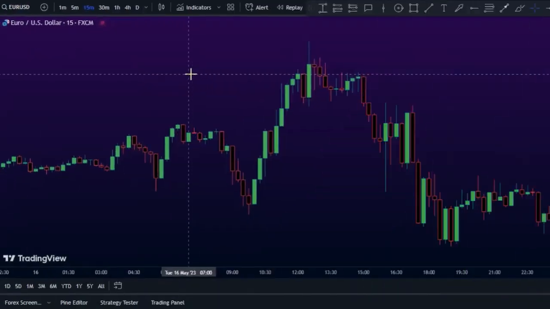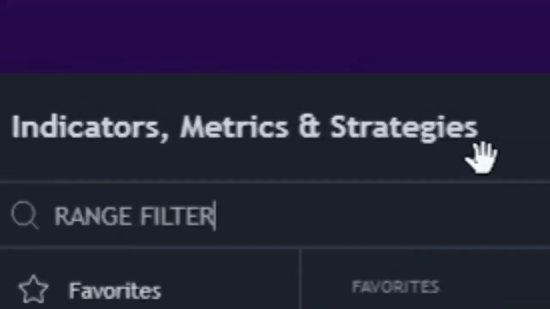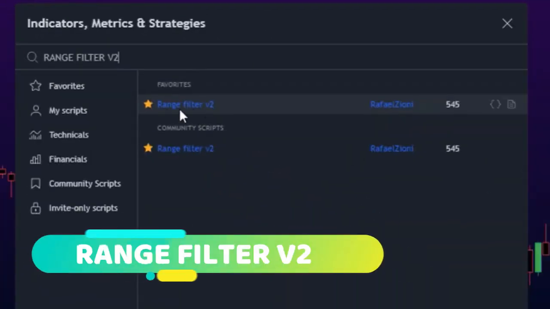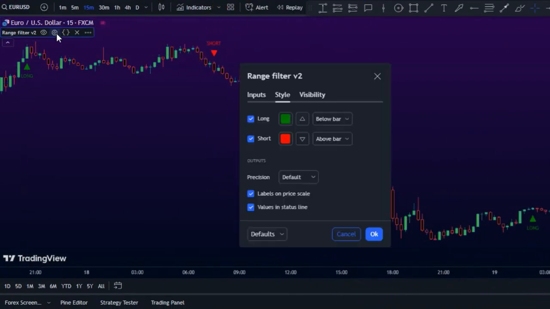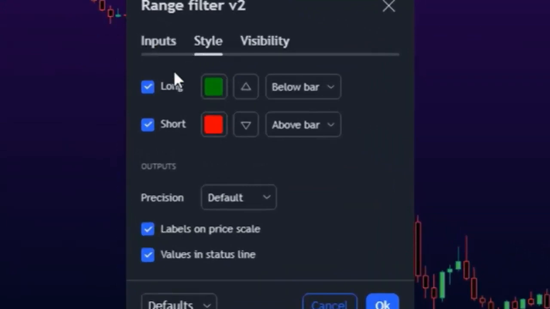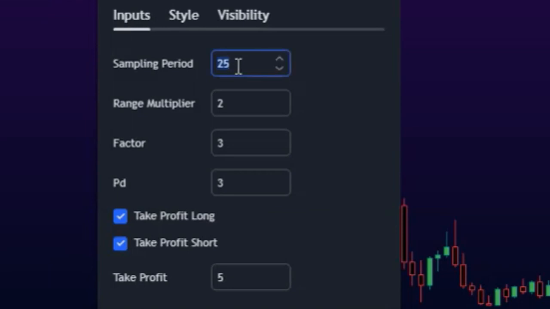Next, go to the indicator section on your trading platform and add the Range Filter V2 indicator to the chart. Alright, now we're gonna fine-tune this indicator's settings to reveal the trades with the highest odds of success. First, under the Inputs tab, adjust the sampling period to 27 and then change the range multiplier to 3. Making these small changes will sift through the clutter and bring the cleanest signals into focus.